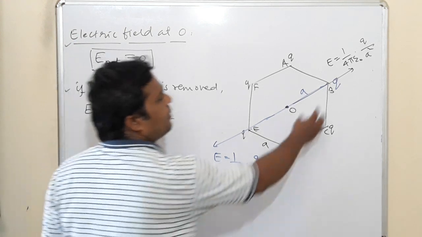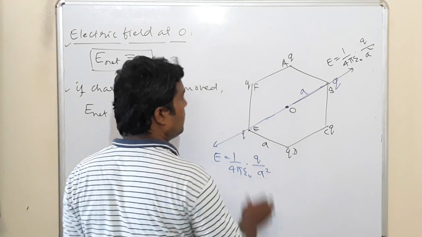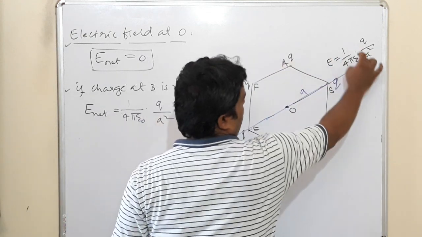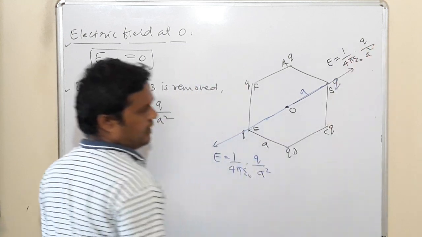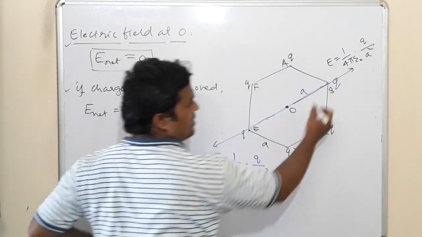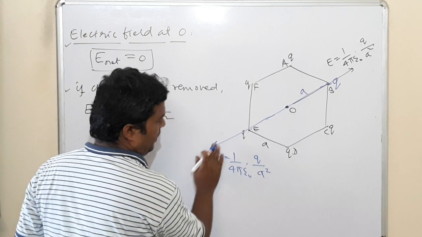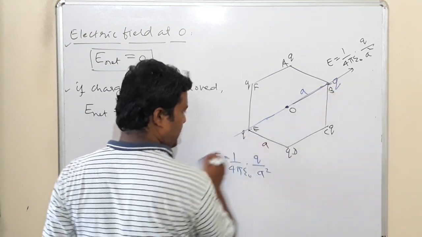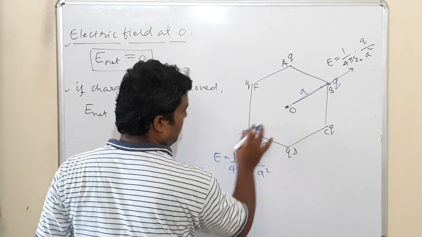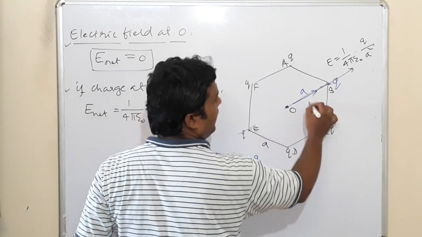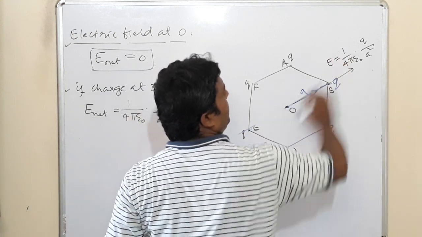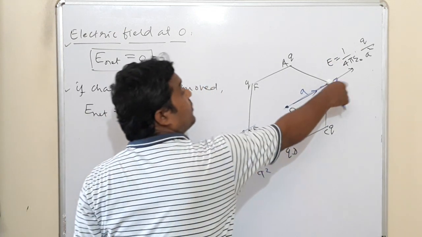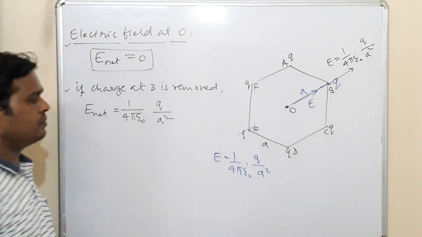See, if it is replaced by minus Q, then what happens? All these 5 charges will make an electric field of E equal to 1 by 4 pi epsilon naught Q by a square in this direction. If it is replaced by minus Q, this field will also reverse its direction, because if it is positive, the field is away from the charge. Now it has become negative, so it will be towards the charge. This E plus E in the same direction will be 2E if it is replaced by minus Q. Okay?